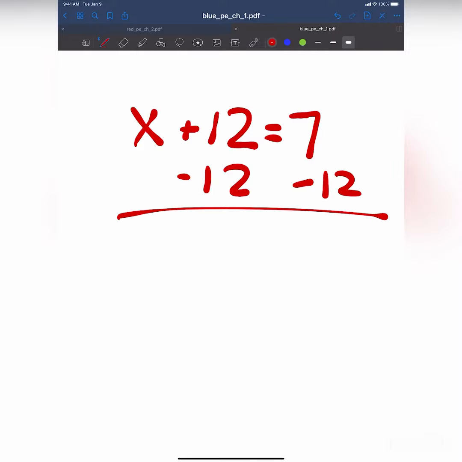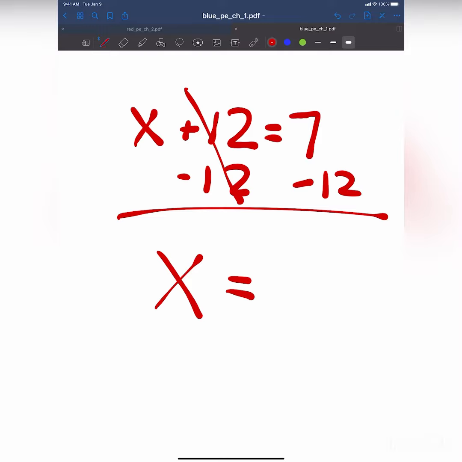Now guys, when I have a positive 12 and a negative 12, they cancel each other out. And now the only thing that's left on that side, Larry, is the x. I hear ya, Chuck. It's all by itself. That equal sign splits them. Now we bring down that equal sign.